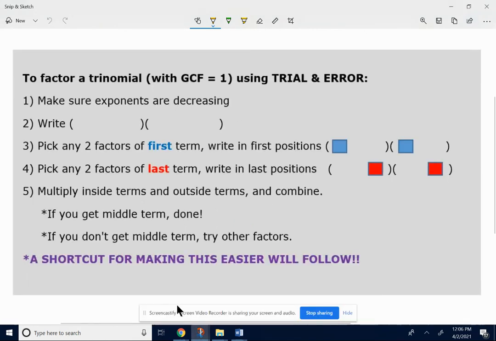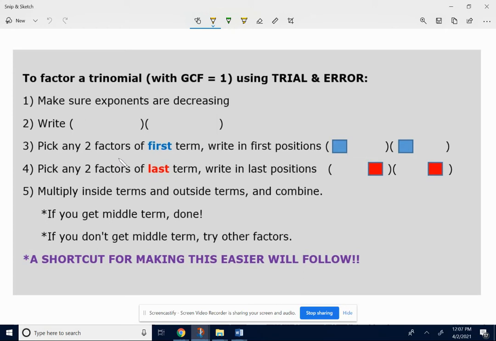To factor a trinomial, a quadratic, using trial and error, make sure your exponents are decreasing, bigger to smaller. On IXL, I think they will be. Write two sets of parentheses, and look at your first term.